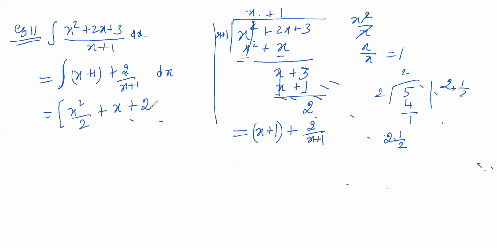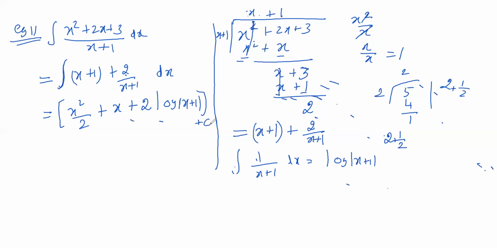Then 2 taken outside, the integral of 1 by x plus 1 dx is log of modulus of x plus 1. Integration gets over, so we write plus c. So the answer is x squared by 2 plus x plus 2 log of modulus x plus 1 plus c. Hope you have understood this one.